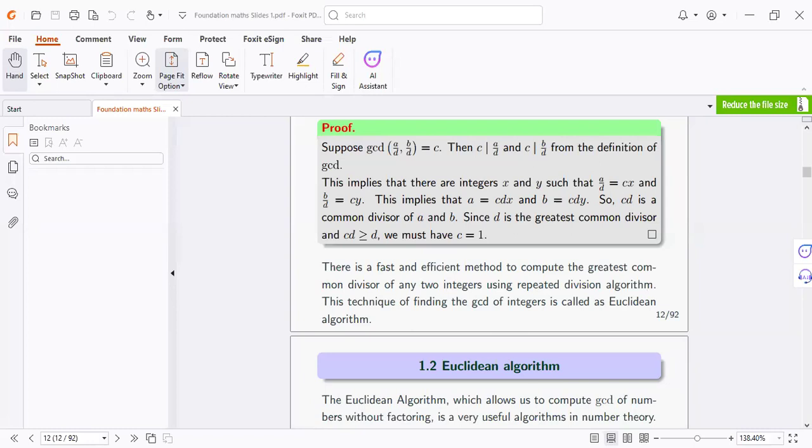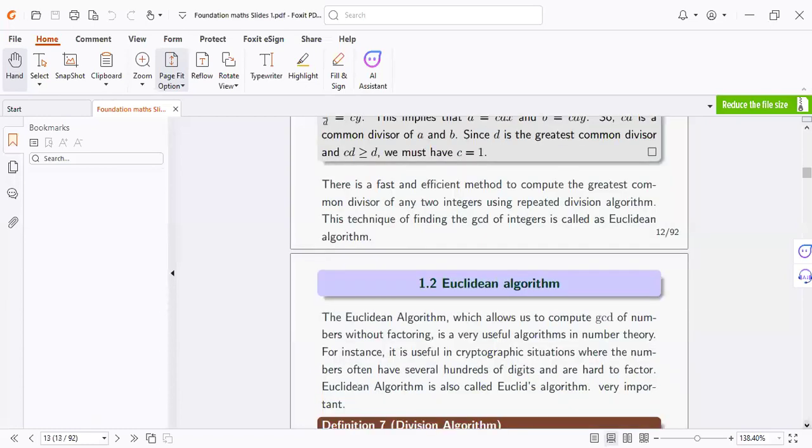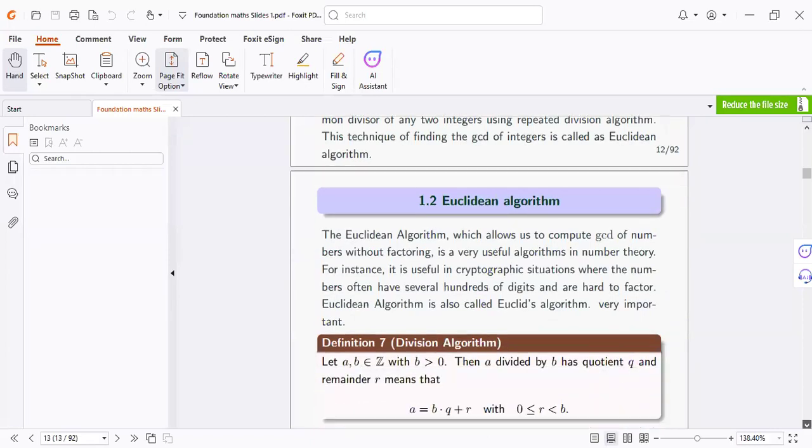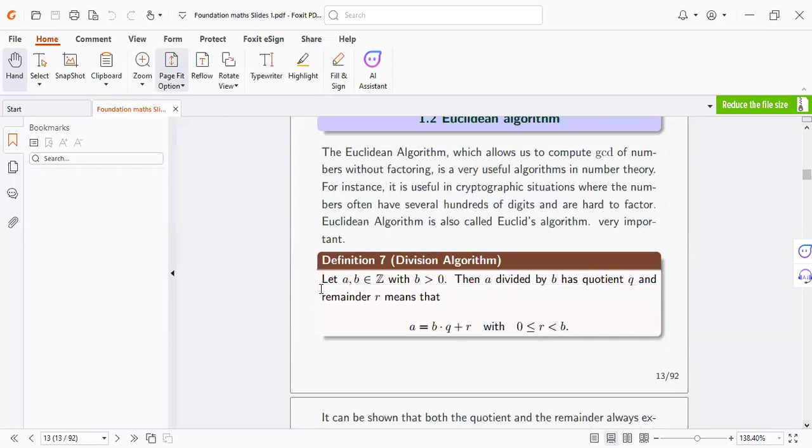Now, the division algorithm, let me again repeat, uses repeated division. We divide, we get the remainder, then again divide and so on until the remainder is 0. That's what we call the division algorithm. So I've defined the division algorithm here. I've said if A and B are integers and B is greater than 0, then A divided by B has a quotient Q and a remainder R.